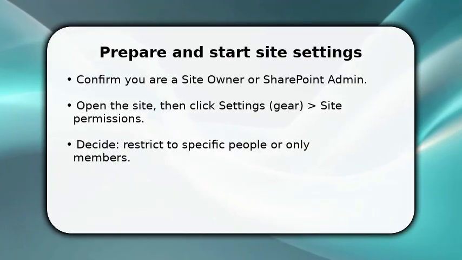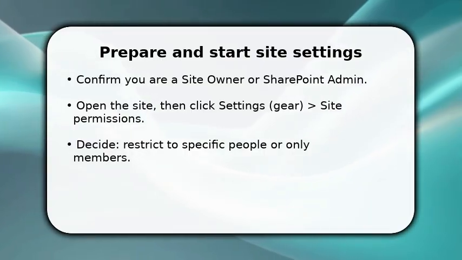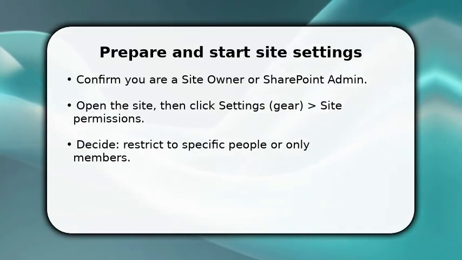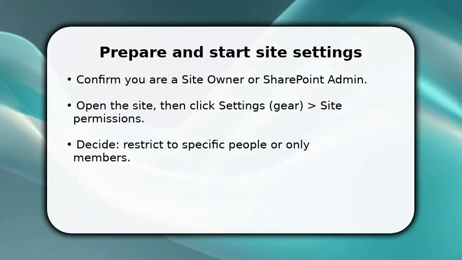You begin by verifying permissions. Confirm you are a site owner or a SharePoint admin so you can change access. Next, open the target site and click Settings, then Site Permissions. This takes you to the control plane where visibility and membership live.